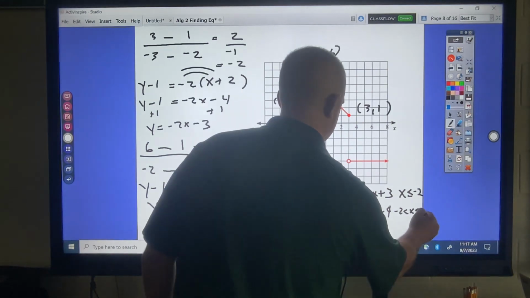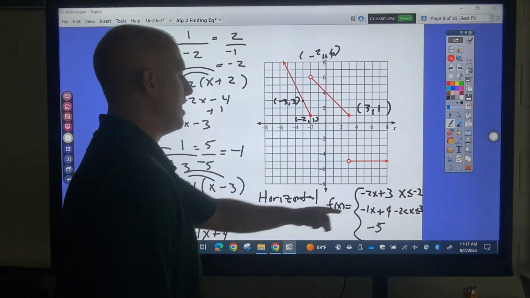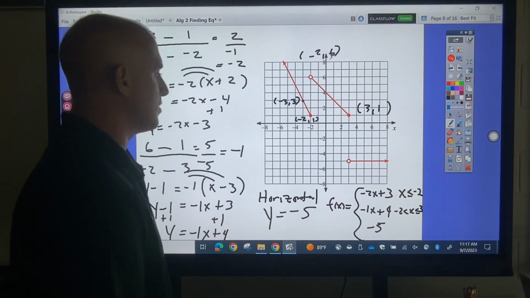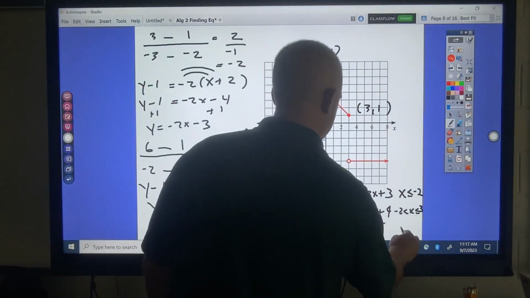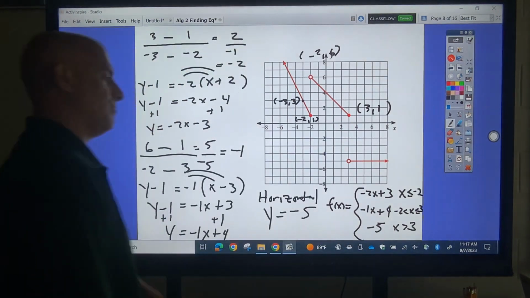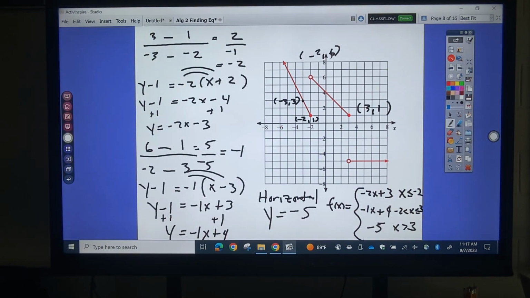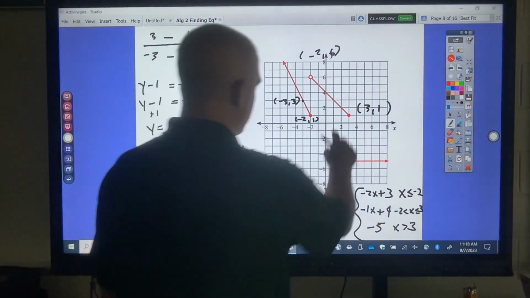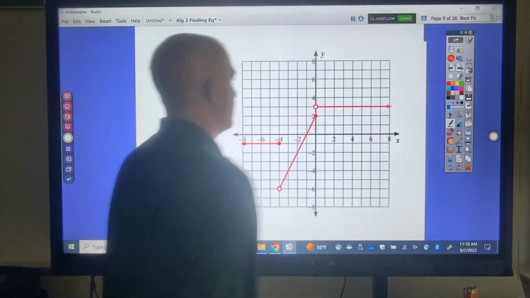Now, the reason why I don't put a line underneath that is because that's an open circle. This next one starts at 3, okay? So it's greater than 3, open circle. And that is my piecewise graph, okay? All right? So you gotta look at those and how that works.